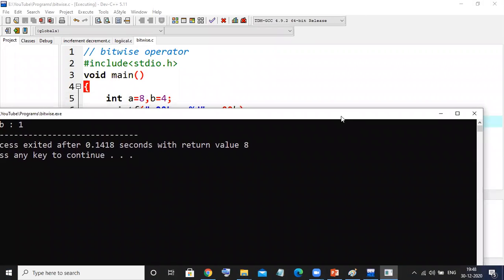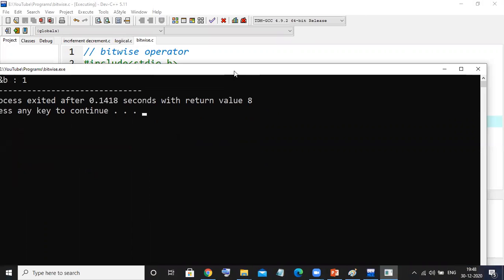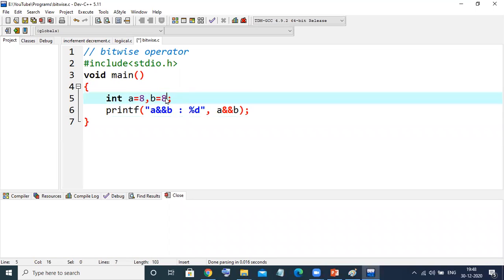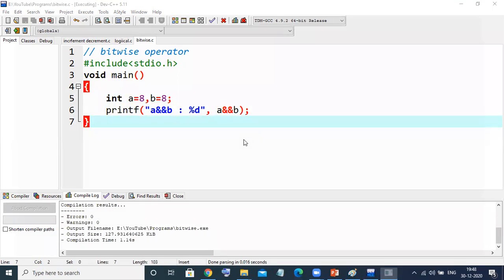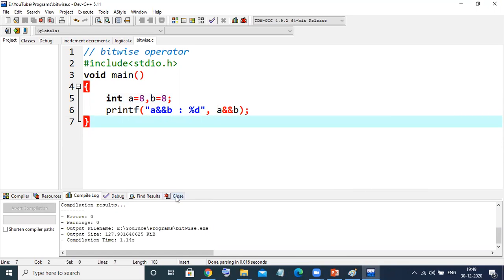Just to check the answer. A is equals to 8 and B is equals to 4. If I do the addition here, this is 8, 8 0, 8 4, because the bits are not the same here. If I take 8 plus 8, this result is okay, right? Because 1 and 1, the answer should be 1 only.